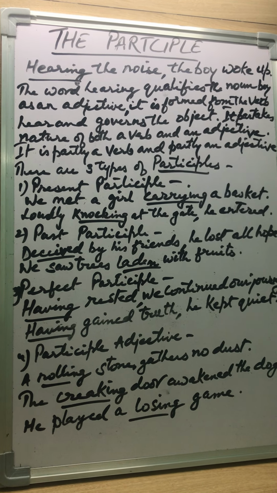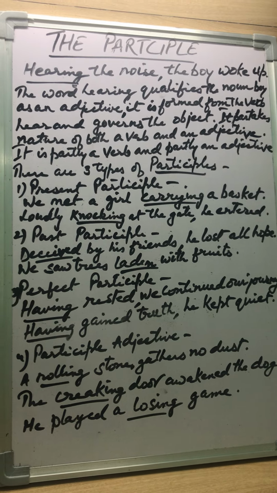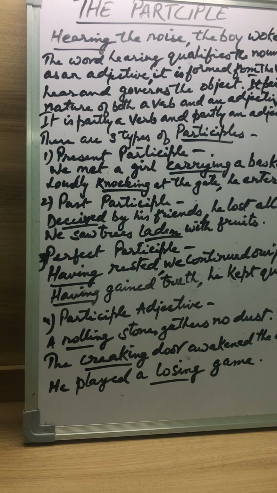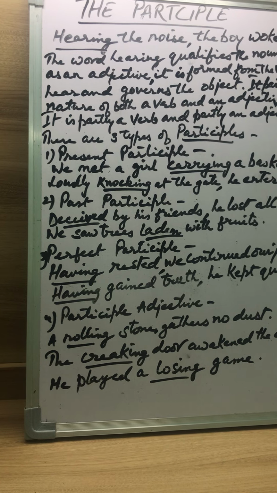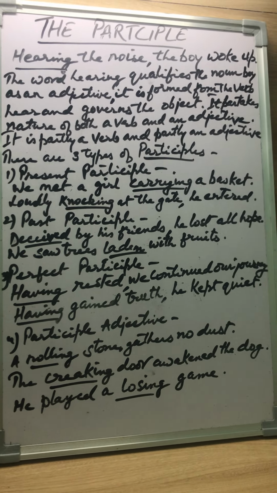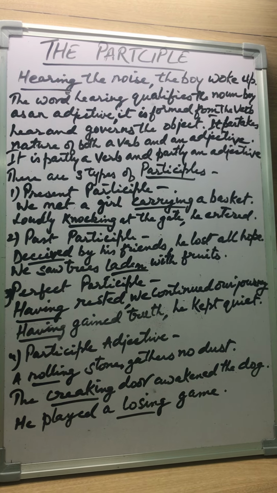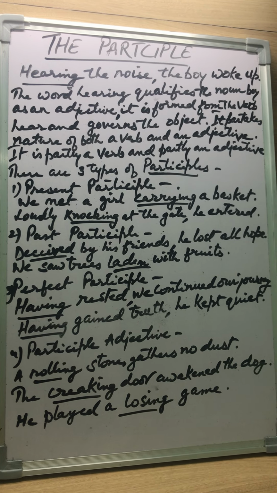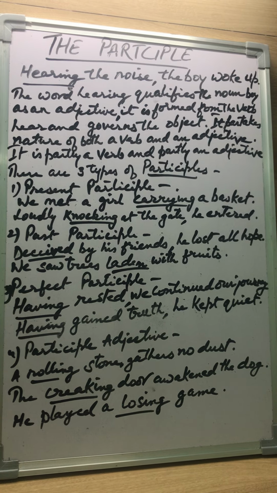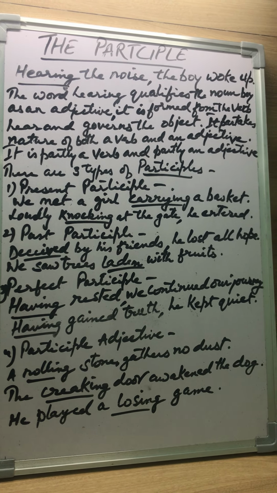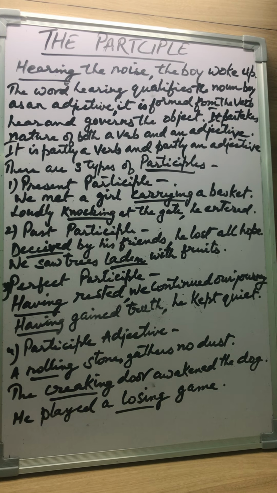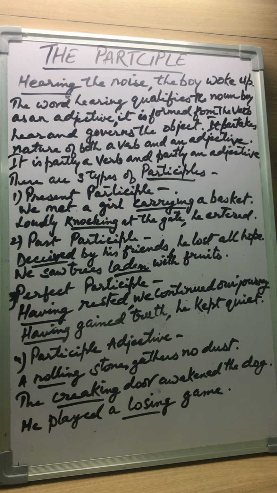Next comes that besides these two simple participles, the present and the past, we also have what is called a perfect participle that represents an action completed at some past time, as, Having rested, we continued our journey. So, the work of resting is completed. Having gained truth, he kept quiet. The work of gaining is complete. So, the perfect participle is used.